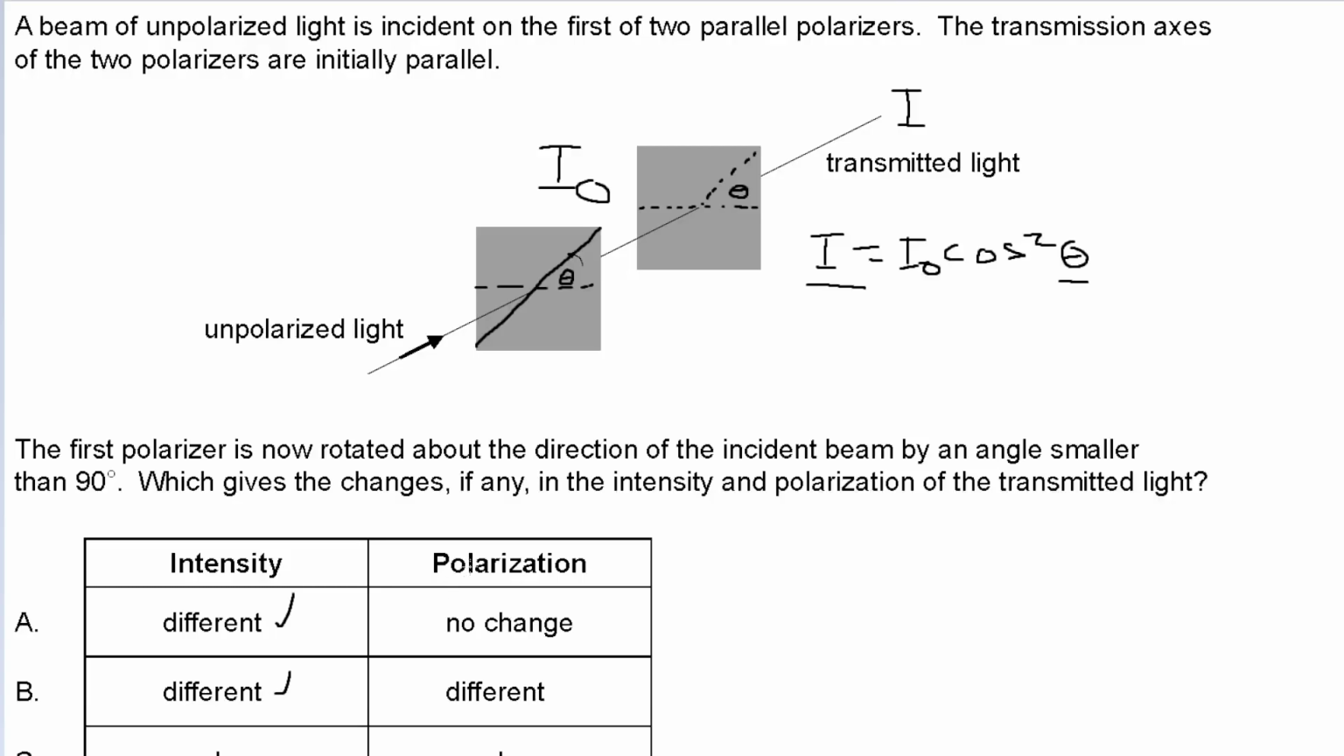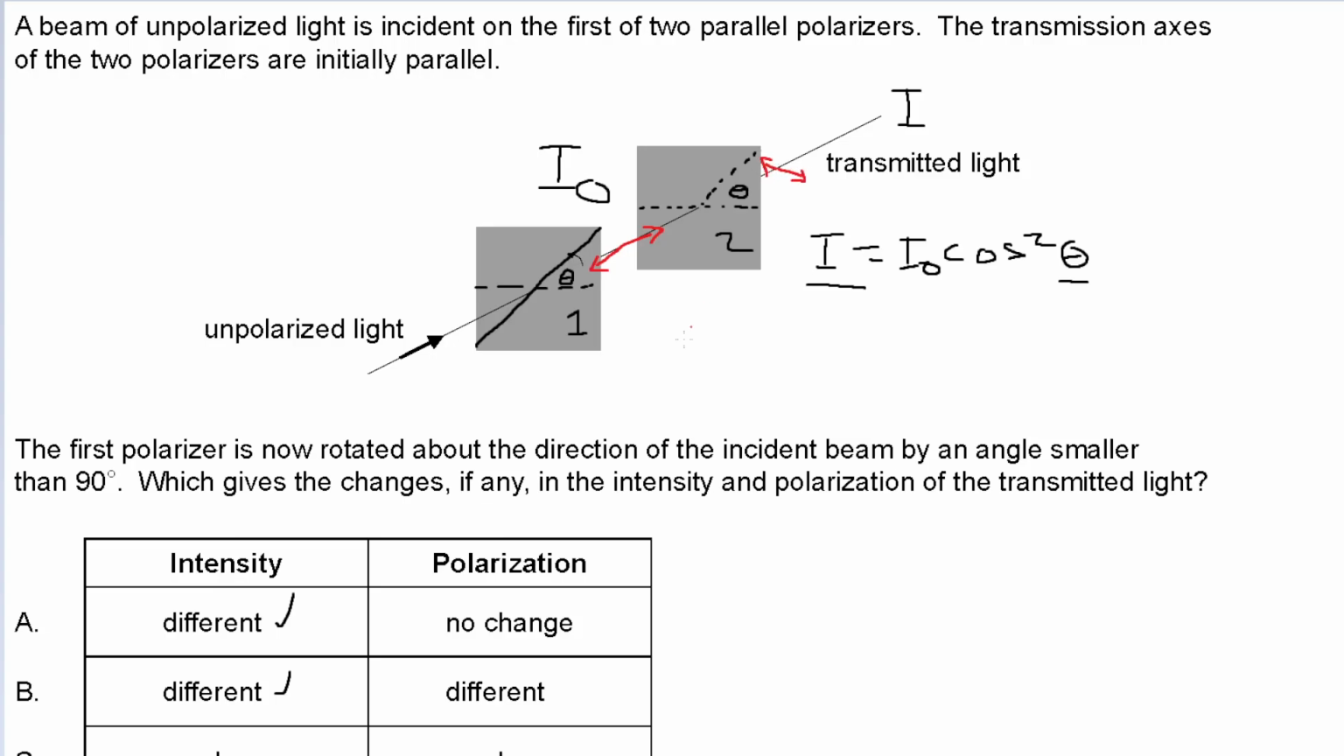Now we have to look at polarization. There is going to be no change in polarization because the transmission axis for the second polarizer is always going to remain the same. So regardless of what the light looks like when it's being passed through the first polarizer, the second polarizer or analyzer is always going to put it into whatever transmission axis it has.